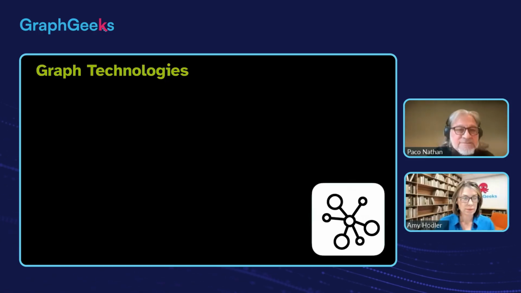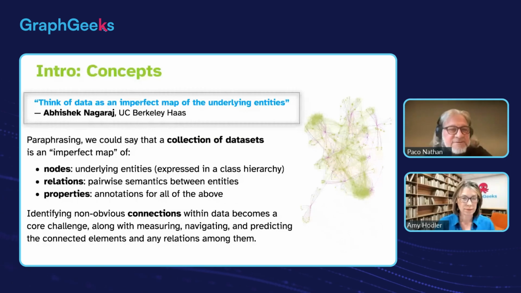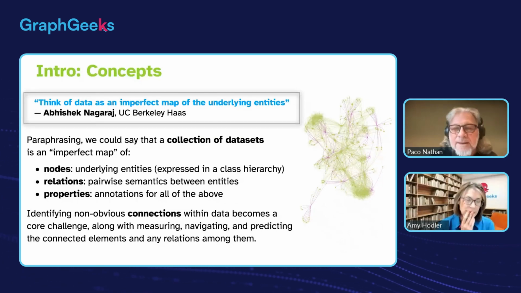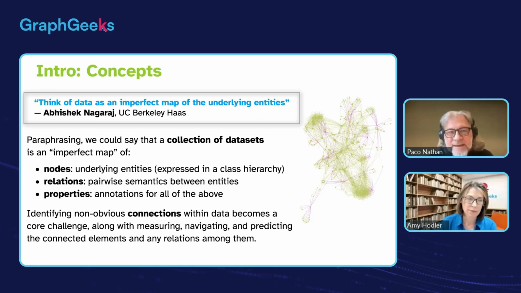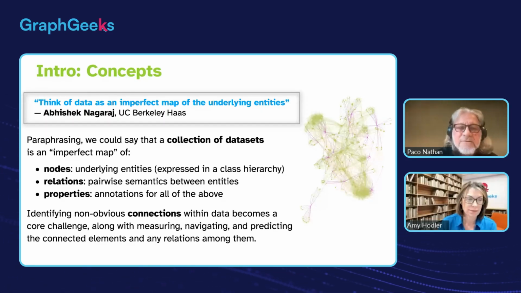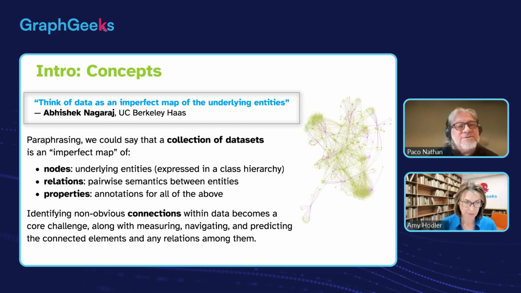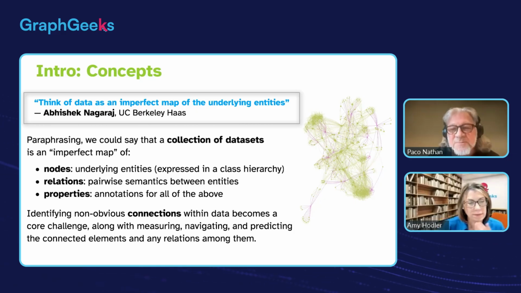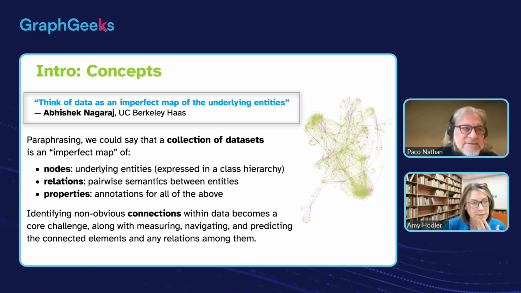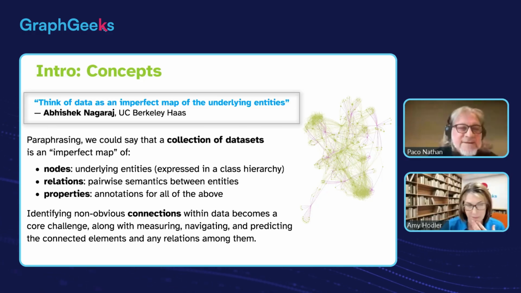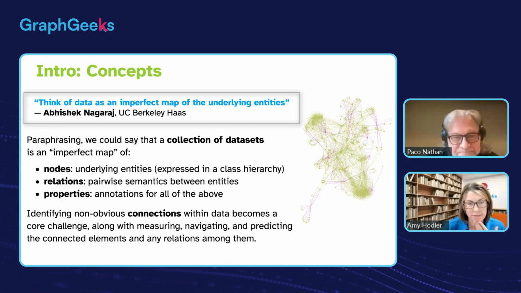So I love this quote here from Abhishek Nagaraj out of UC Berkeley: think of data as an imperfect map of the underlying entities. There's more of a talk there, I'll just point to it. But I love this notion of an imperfect map, and we'll come back to that. I think that in itself can be leveraged, not just conceptually, but we'll look at Kineviz and some things from Weidong Yang and team, how they've really acted on some of this a little bit later.